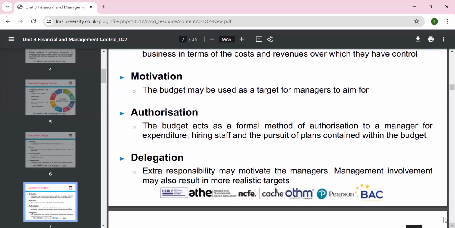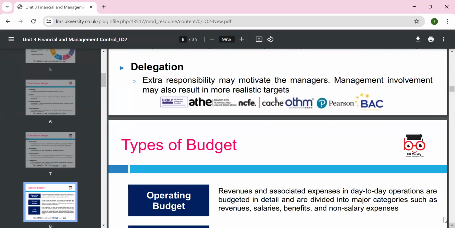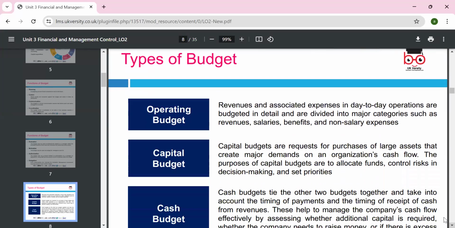Motivation: budget helps you to motivate people. If the people stay within the budget, they should be rewarded, of course, because they save the money. Authorization: budget needs to be authorized by managers, for hiring staff, buying things. So delegation: budget can be delegated to motivate staff, with management involved, and also results need to be realistic, time bound, smart objectives of the budget.